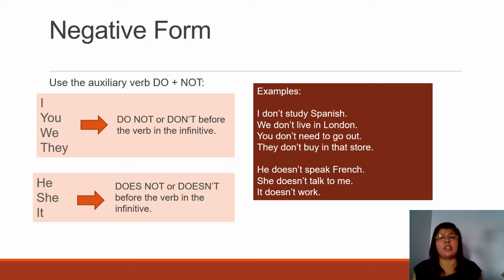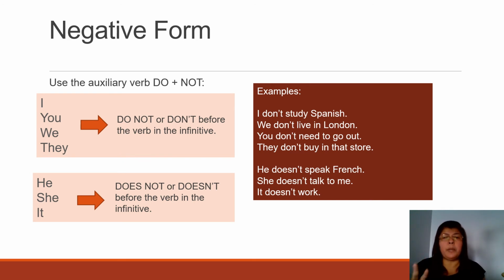It doesn't change. For example, I don't study Spanish. So I, it's a first person singular, use do not or don't. I don't study Spanish. We don't live in London. You don't need to go out. They don't buy in that store. So in these cases here, I, you, we, and they, the negative form is do not or don't.